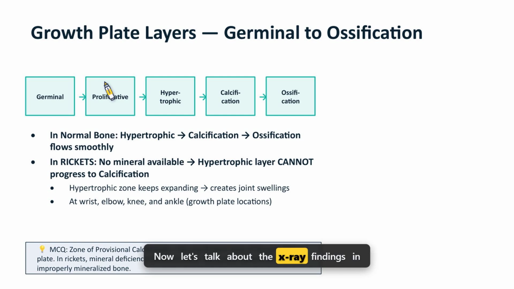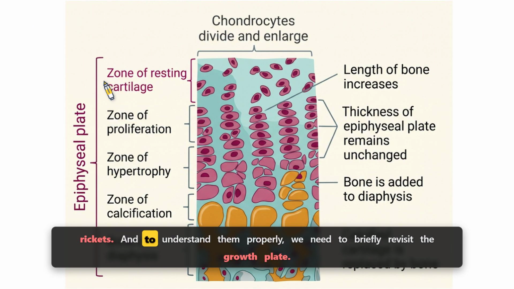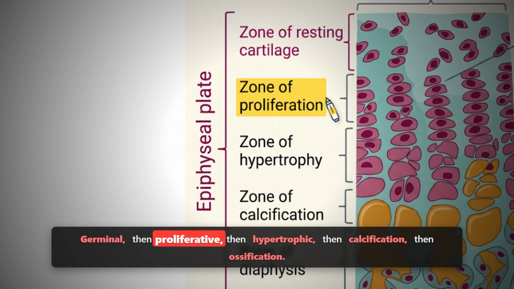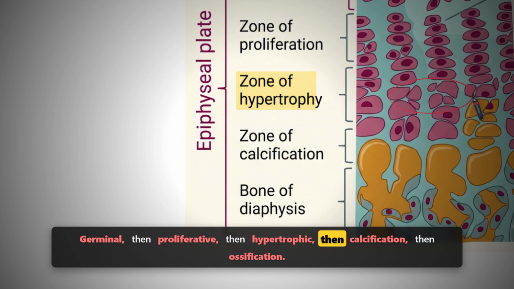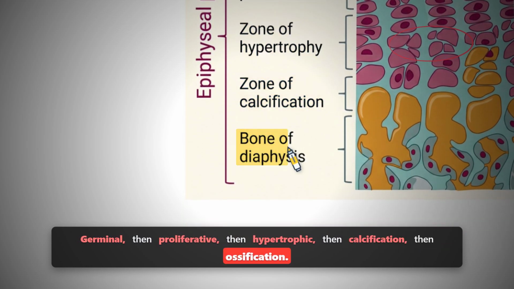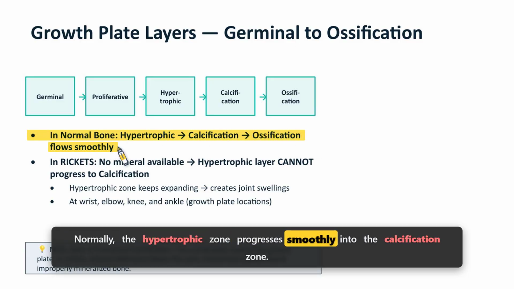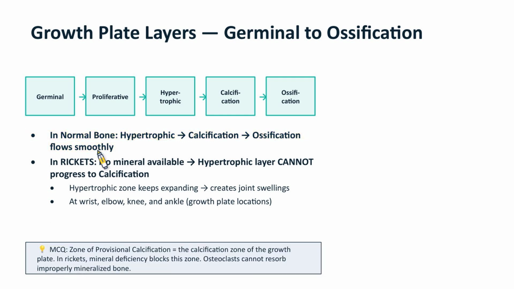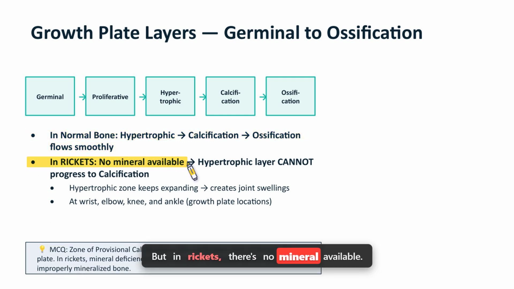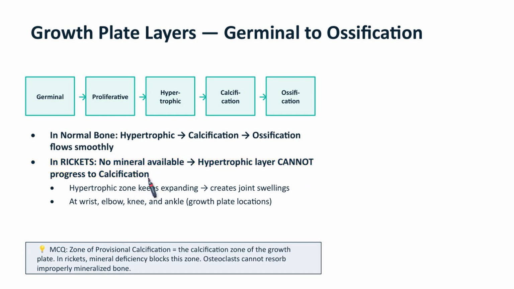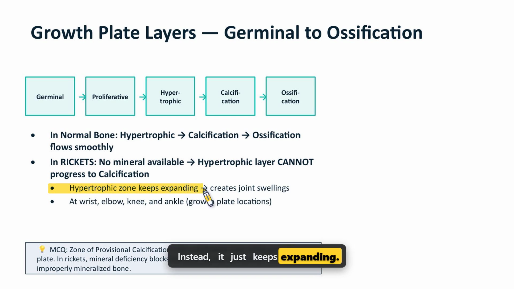Now let's talk about the X-ray findings in rickets. And to understand them properly, we need to briefly revisit the growth plate. The growth plate has layers: germinal, then proliferative, then hypertrophic, then calcification, then ossification. Normally, the hypertrophic zone progresses smoothly into the calcification zone. But in rickets, there's no mineral available, so the hypertrophic layer simply cannot progress. Instead, it just keeps expanding.